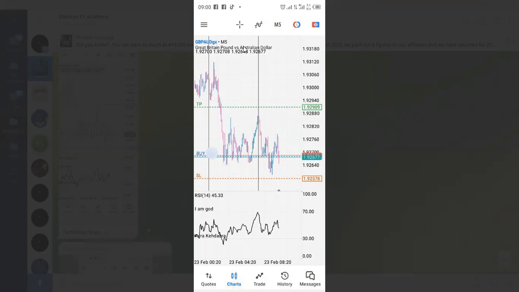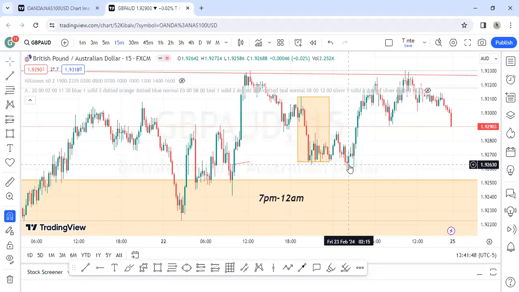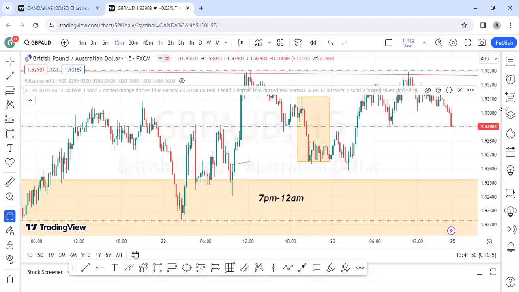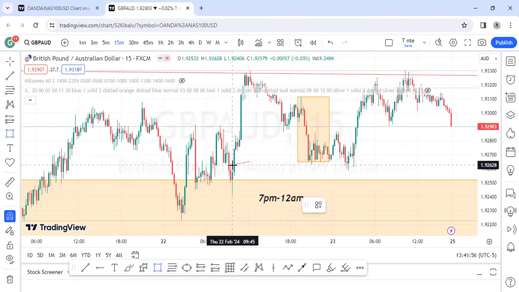So the market gave that turtle soup. The market went below the Asian range. And if you look very carefully, we also hit a 15 minutes demand zone, right? What do I mean? We have this demand zone here. Watch this. There's also a demand zone here.